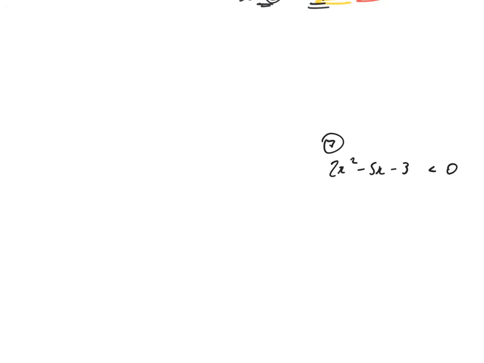Okay, the first thing, it's a positive x squared, it's concave down. Next move, find the roots, make the thing equal to 0. And what type of question is it? It is a quadratic inequality. I'll need a sketch. Okay, so 2 times minus 3 is minus 6. Two numbers that multiply to give minus 6 and add together to give minus 5 are minus 6 and 1.